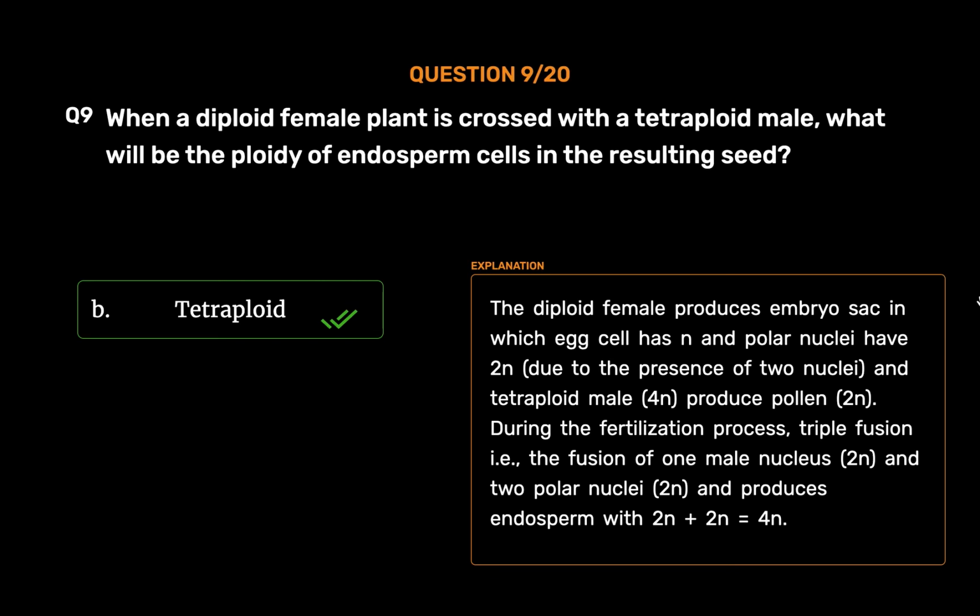During the fertilization process, triple fusion, i.e., the fusion of one male nucleus, 2N, and 2 polar nuclei, 2N, produces endosperm with 2N plus 2N equals 4N.